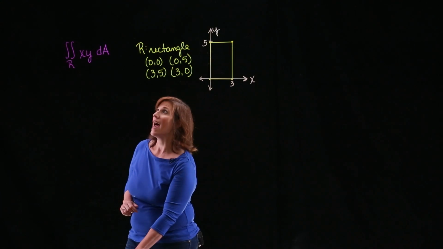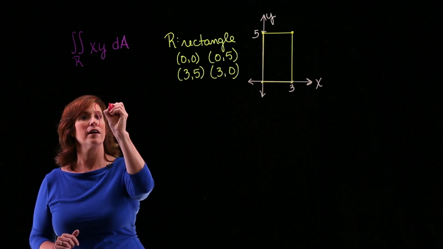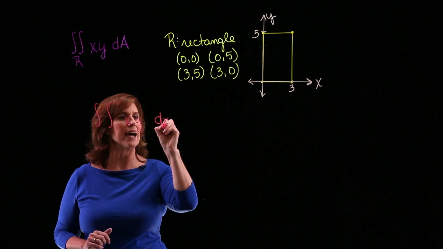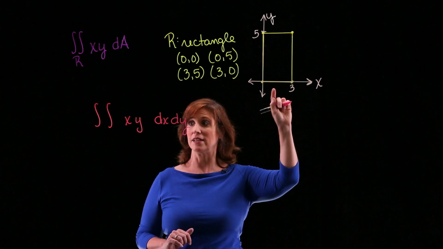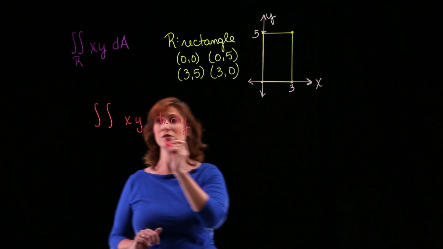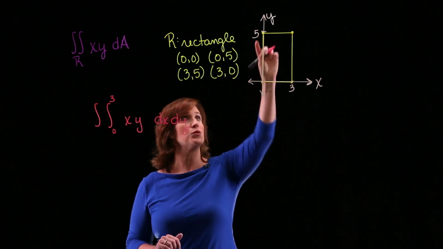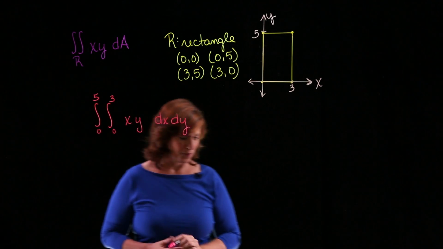So let's go ahead and start out with the integral of xy, and we'll start out with dx dy. Now, because this is a rectangle, it's fairly simple. If I'm going to change x, first of all, I'll be going from 0 to 3, and then if I change y, I'll be going from 0 to 5.